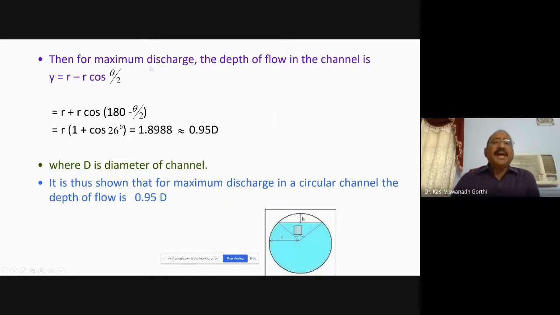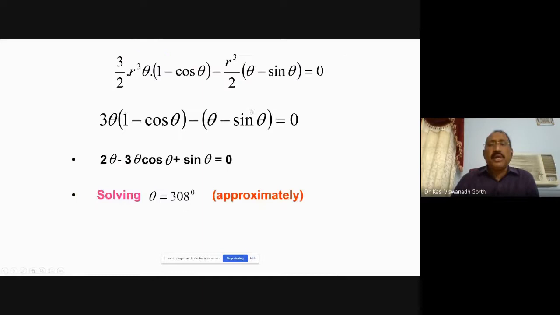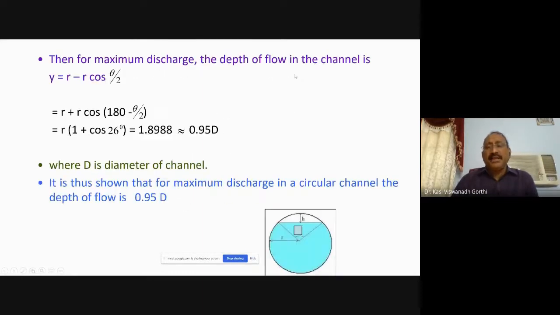Then for maximum discharge, the depth of flow. Now you have got the value of theta. So what is the depth of flow? The depth of flow in the channel y would be equal to r minus r cos theta by 2. Substituting that, you get r plus r cos (180 minus theta by 2), or r into 1 plus cos 26 degrees, which is 0.95 times the diameter. What does it mean?